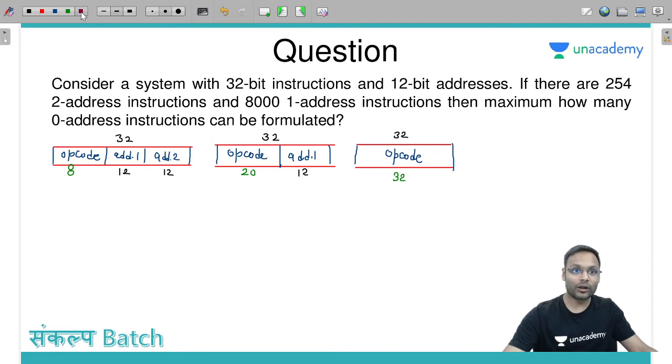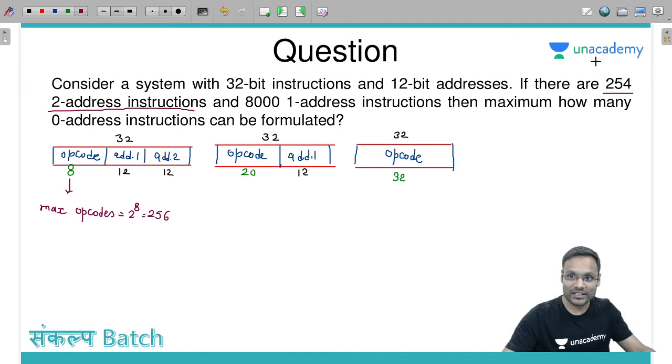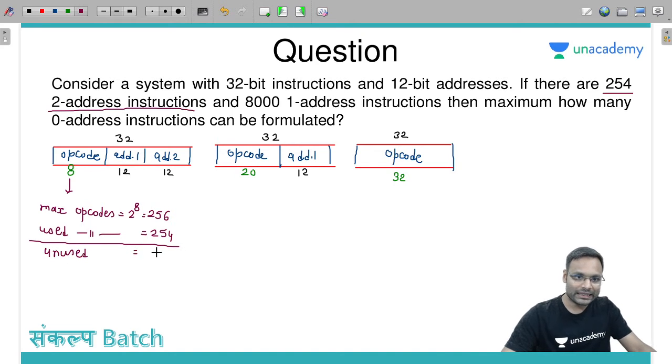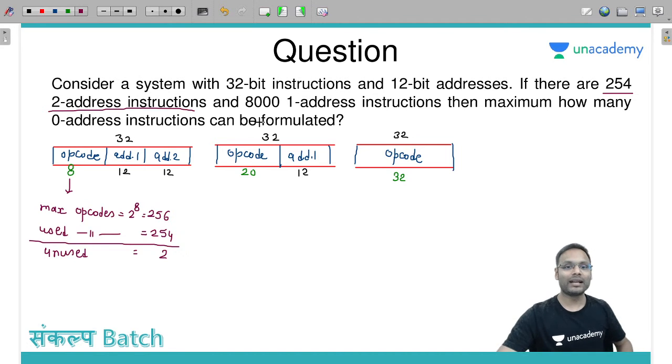We need to start solving the question where we have minimum opcode bits. Start with this 8, the minimum. So using 8 bits, how many maximum opcodes can we have? 2 power 8, 256. If 2 power 8 is 256, then how many are used? Two address instructions present are 254. So used opcodes for two address instructions are 254. Unused are 2. These unused we will be using for formulating one address type instructions.